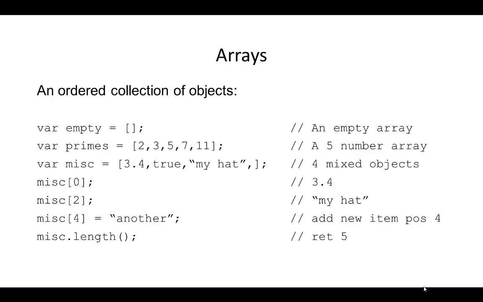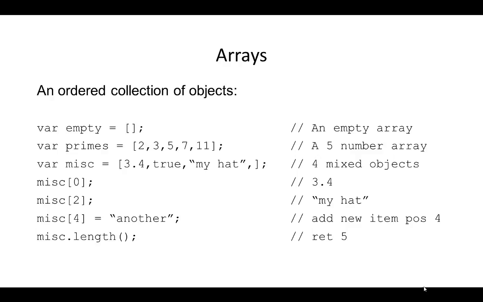If I want to get out those values, I just use the index of the item in the array, just like the index of a character in a string. So if I want the first object, it's object 0. That would return me 3.4. If I want the third object, index 2, I get my hat.